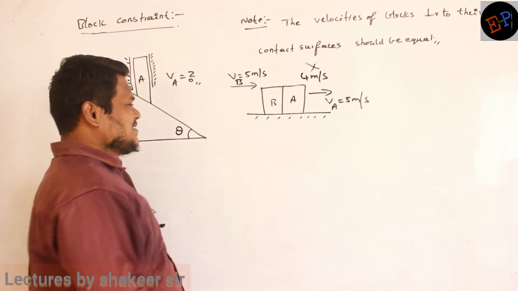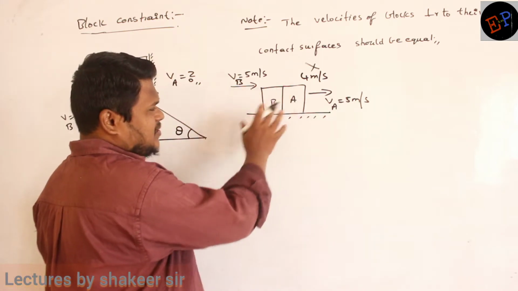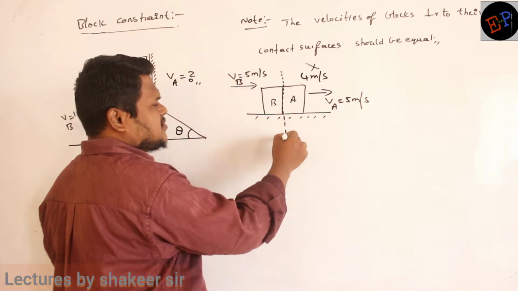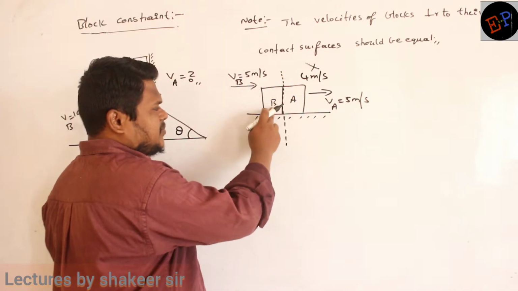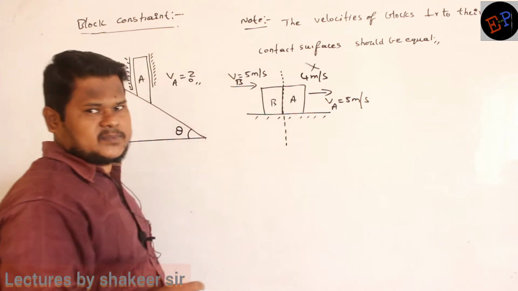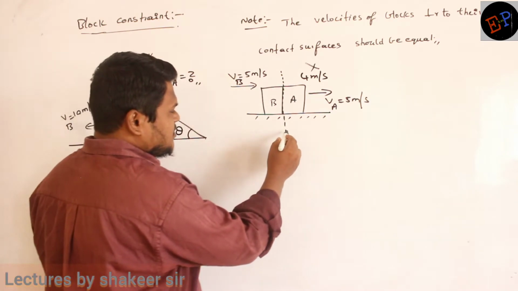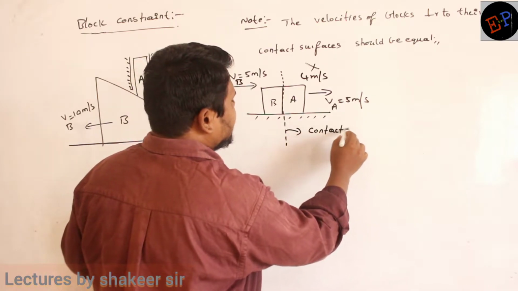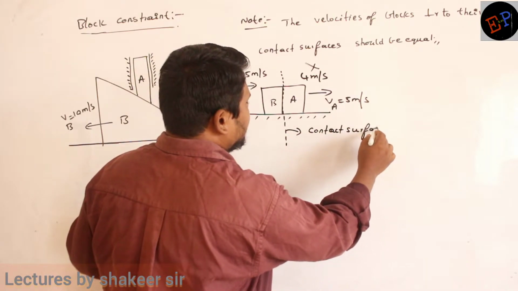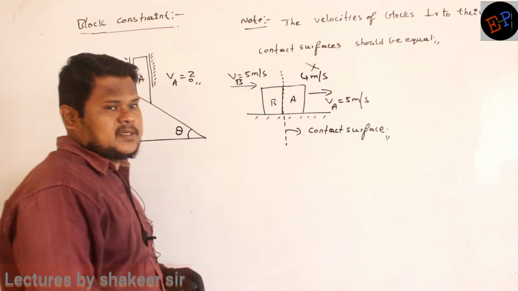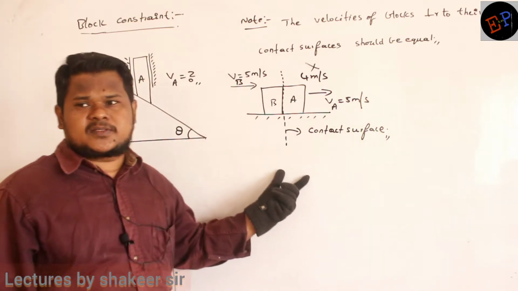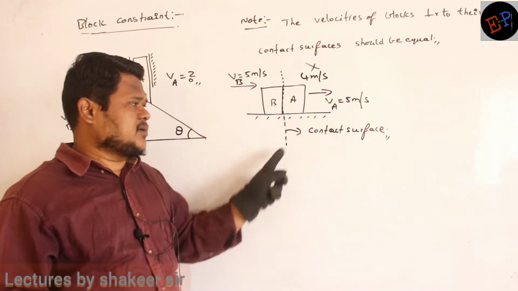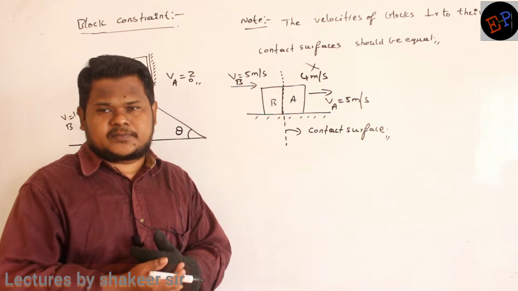Now see, what I understand is that this is the contact surface where these two bodies are touching with each other. A and B, they are touching along this line. What is this line? This line is called the contact surface. What is meant by contact surface? This is the place where these two blocks are touching with each other. They are touching along this line. So here both blocks are touching with each other. Are you able to understand?